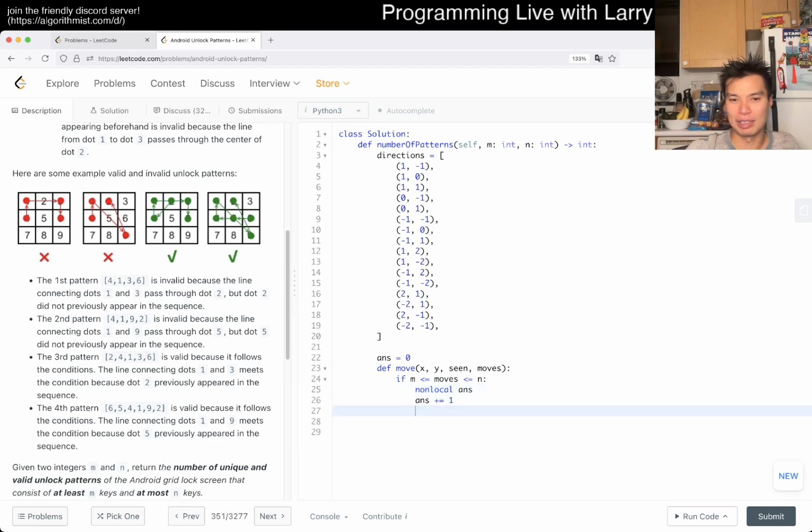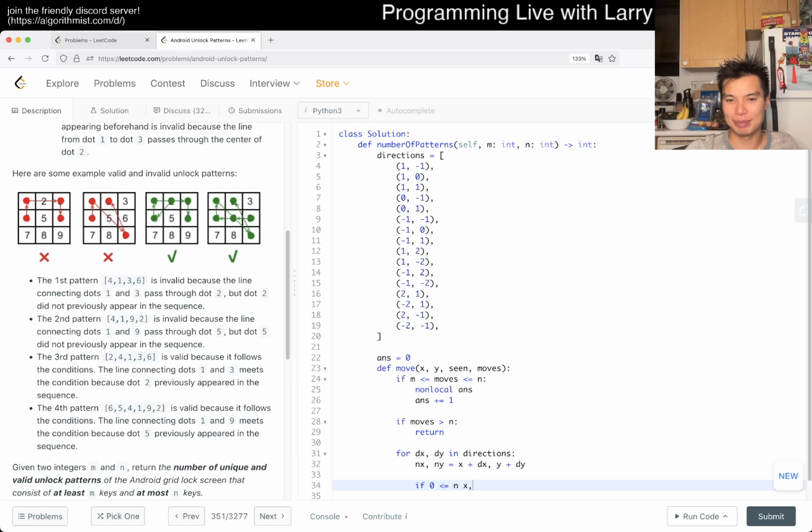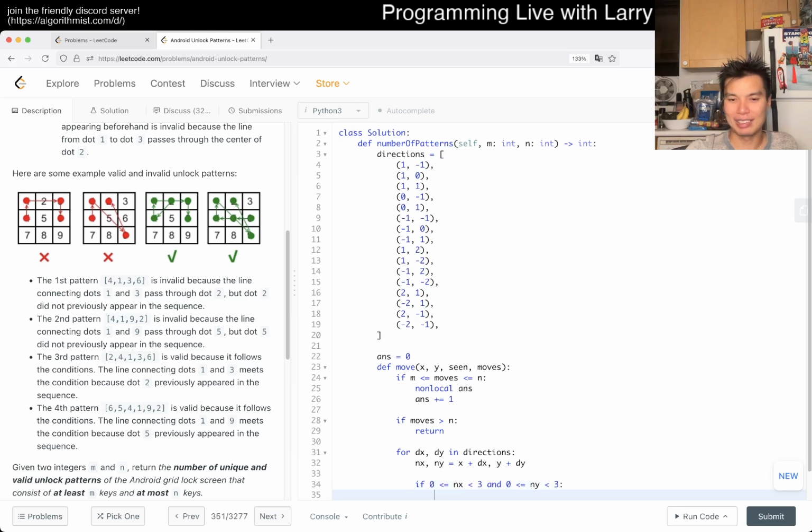You want to keep going though, because of the longer paths. And then if moves is greater than N, then we just return because of early termination. And then it's just for dx, dy in directions, nx, ny. I guess I shouldn't have deleted this because I wrote it already. It's not that big of a deal, as you can see. It's very easy. Get more practice in, right? And if seen of nx, ny is not true, so we haven't seen it yet, then we want to set the seen to true.